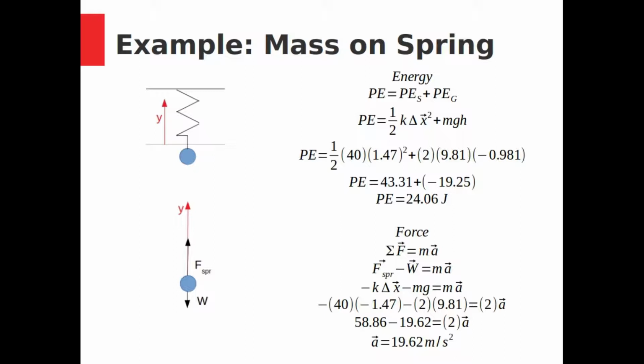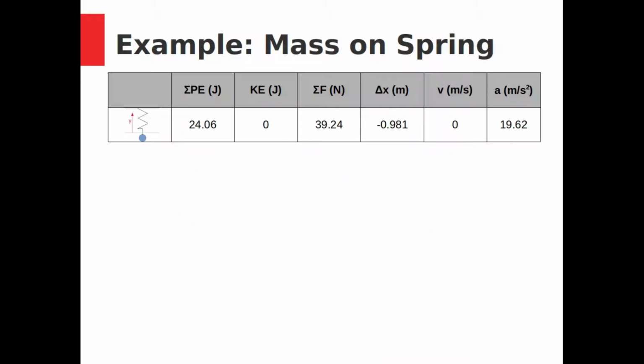At this point, when it is stretched by 1.47 meters, the upward force from the spring is greater than the weight. The total force, or net force, is upward. Using F equals ma, we can determine the acceleration. It is 19.62 meters per second squared. So at this point, we have information on the object's potential energy, kinetic energy, total force, position, velocity, and acceleration.